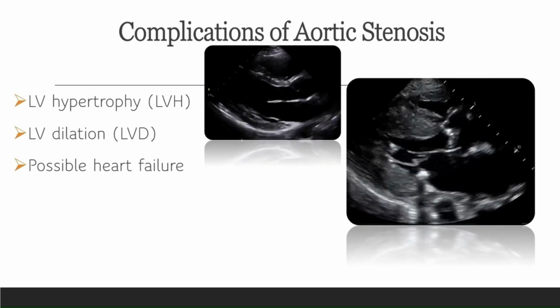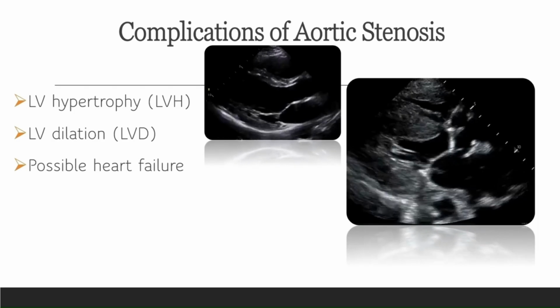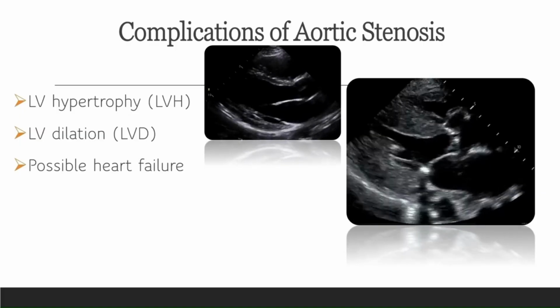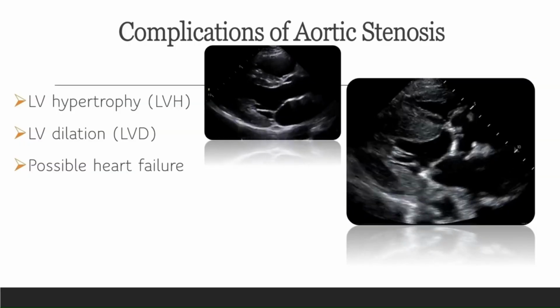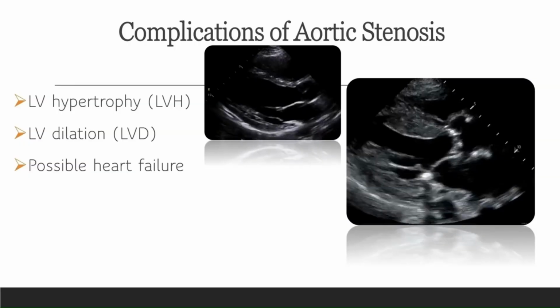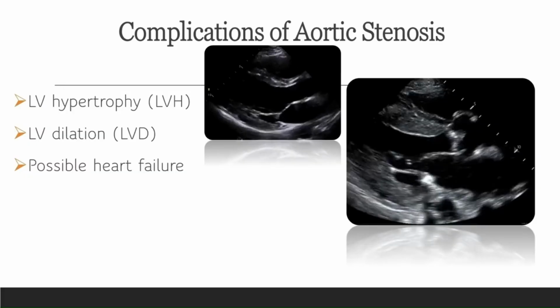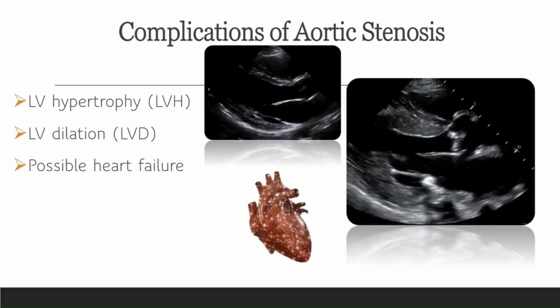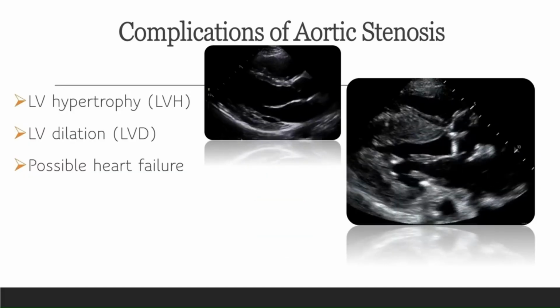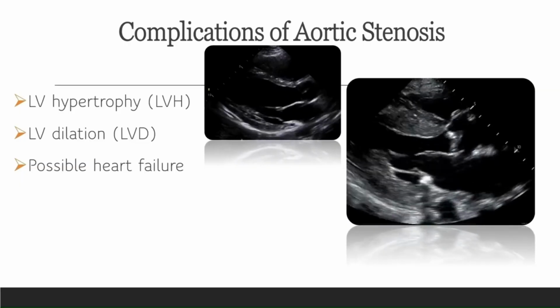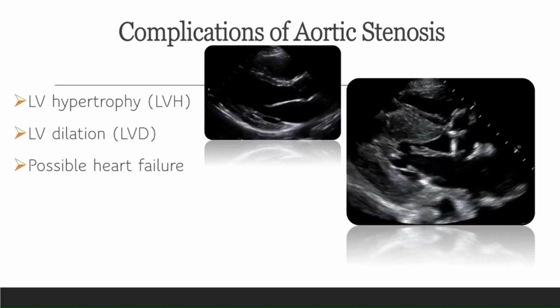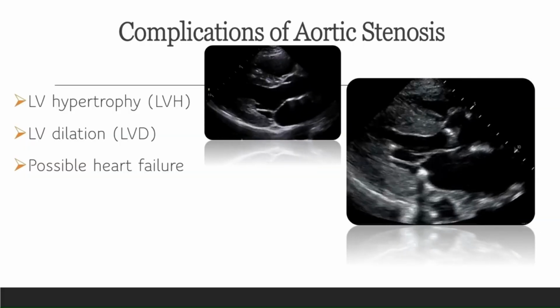You can see left ventricular dilation, which I don't have up here, but what you'll normally see is enlargement of the left ventricular chamber, which can occur when the heart becomes weakened and stretches to maintain blood flow. Worst case scenario is possible heart failure. This is where the heart is unable to pump blood effectively to meet the body's needs. This is usually due to long-standing pressure or volume overload.